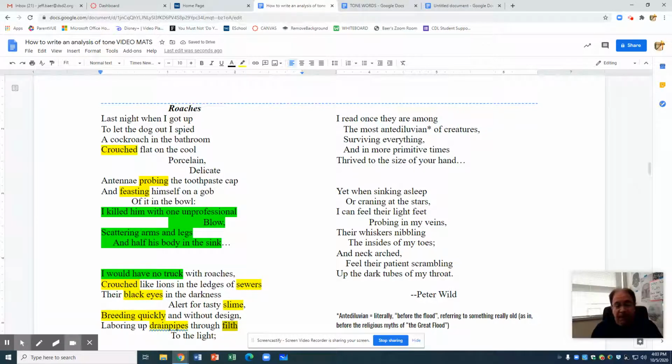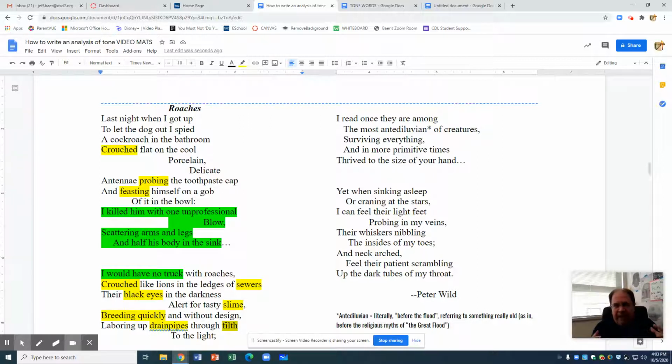Okay, so what we can see here is that there are a lot of great individual words and some images that really help us to see that this is a disgusting creature that lives in a disgusting place and does disgusting things and has disgusting features and all that kind of thing. So notice we have the repetition. Repetition is always important in poetry. The repetition of the word crouched, again, there's almost an inherent danger there.